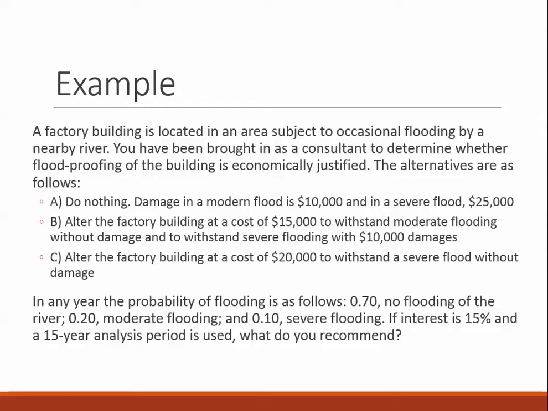In any year, the probability of flooding is as follows. There's a 70% chance there's no flooding in the river, a 20% chance there's moderate flooding, and a 10% chance there's severe flooding. If interest is 15% and a 15-year analysis period is used, what do you recommend?